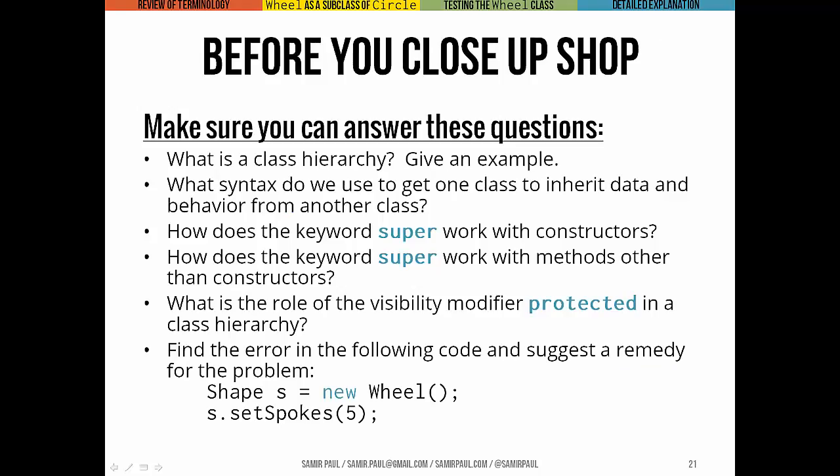Okay, before you close up shop, here are the things you want to think about. What's a class hierarchy? Give me an example of one. How do we get one class to inherit data and behavior, that is variables and methods, from another class? How does super work with constructors, and how does it work with methods other than constructors? What is protected? What does it do? How do we use it? What is it for? What does it mean? And tell me what the error is in the following little code chunk: Shape s = new Wheel; s.setSpokes(5). That's it for right now. More on this in the next lecture.